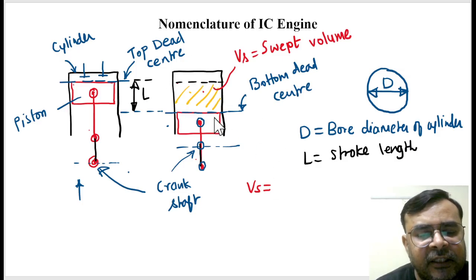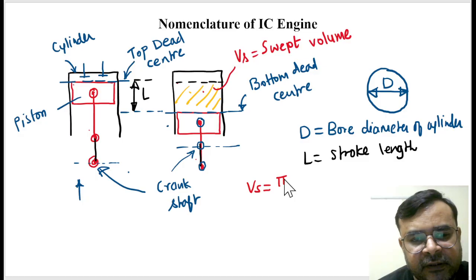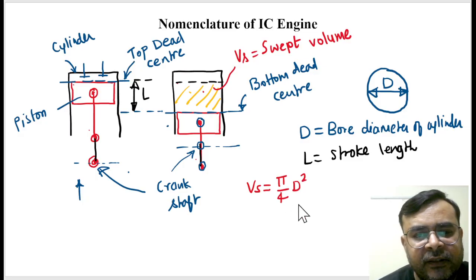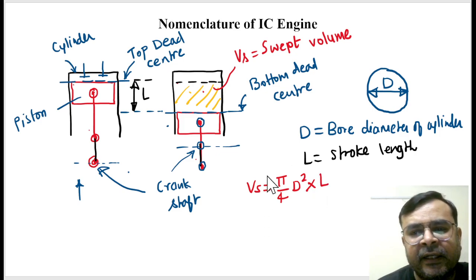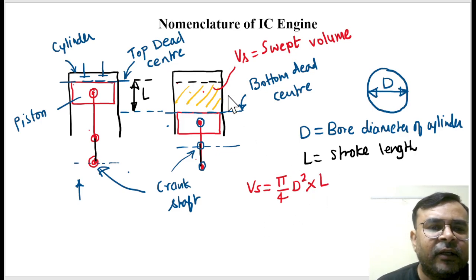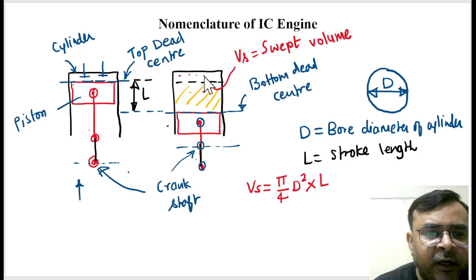This is a cylindrical space. So simply, can I say this is pi by 4 times the bore diameter squared, pi by 4 d square? This is the cross-sectional area. And if you multiply it with the stroke length, then you will get the swept volume. So like this you can find out the swept volume.